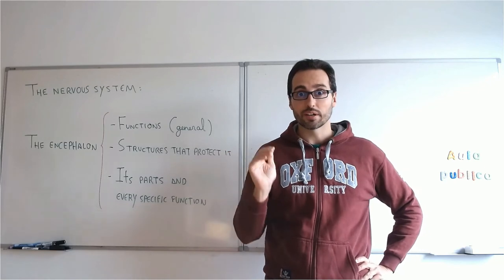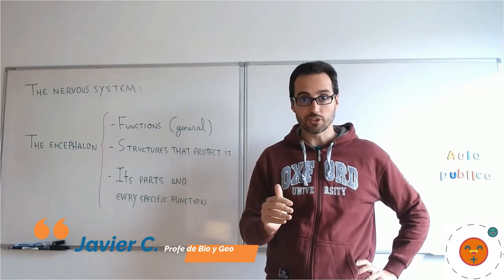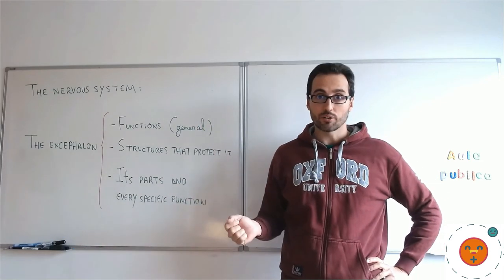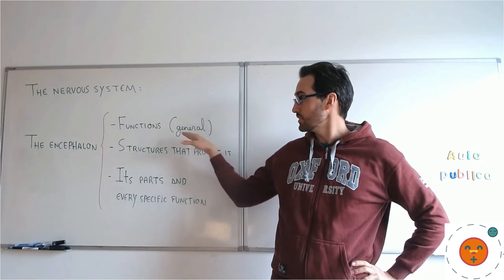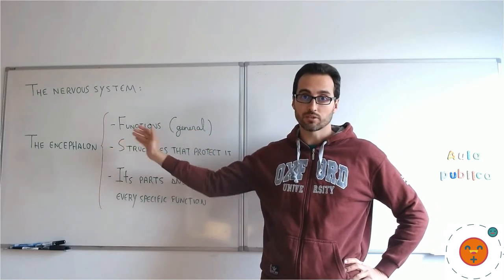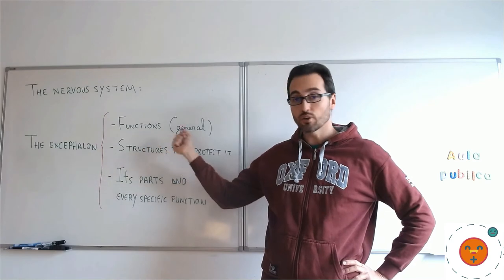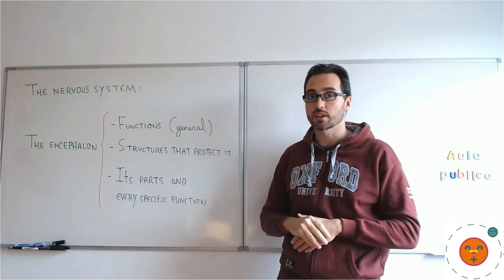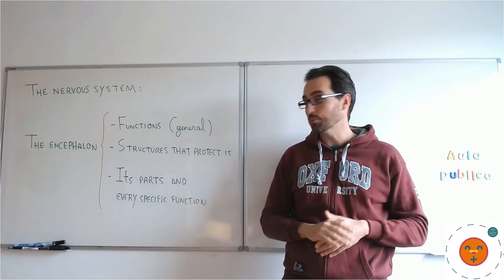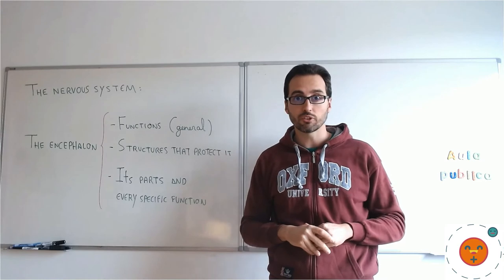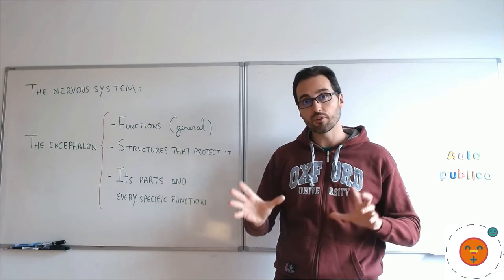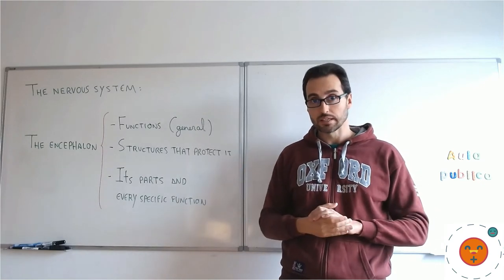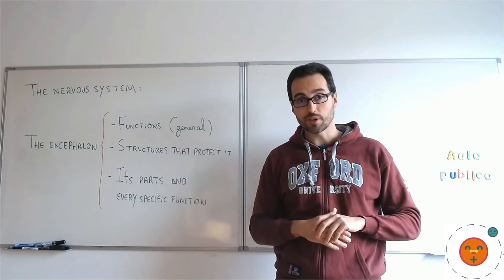Remember, we were learning something about the central nervous system that we have to explain more. So this is the planning for today. We're going to explain the general functions for the central nervous system and the encephalon. And then we don't have to forget about the structures that are protecting all of these structures inside our bodies. Finally, we are going to explain the parts that compose the central nervous system, and we are going to relate every function with each part. And with this, we will be finishing this. I expect you enjoy this too much, and see you.